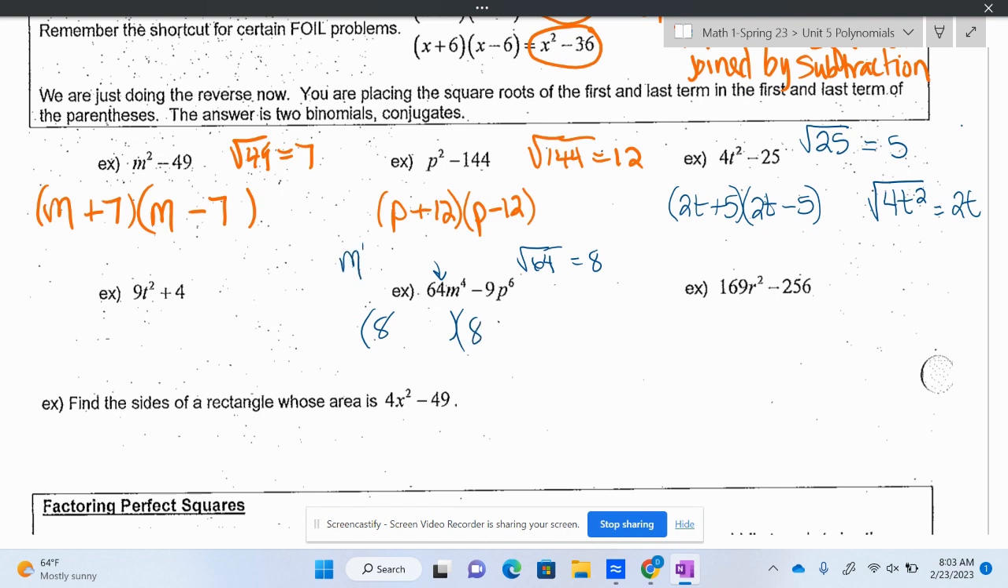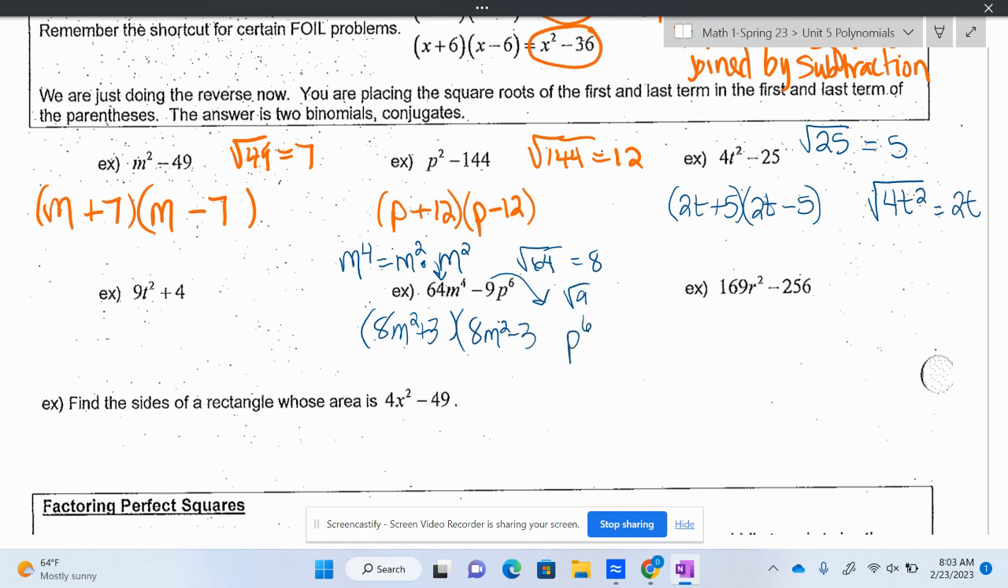What do I multiply together to get m to the 4th power? Think about your exponent rules. M times m gives me m squared. Good job. M squared times m squared. Okay. What do I multiply together to get 9? What's the square root of 9? 3. So I'm going to do plus 3. I'm going to do minus 3.